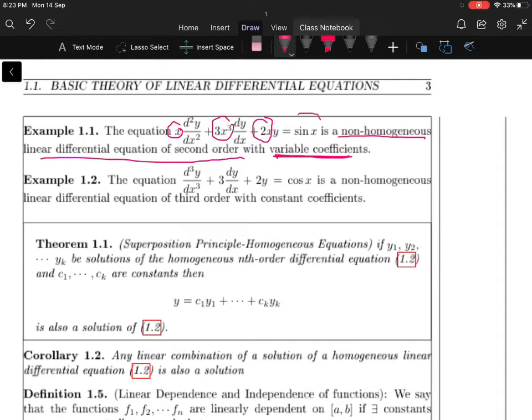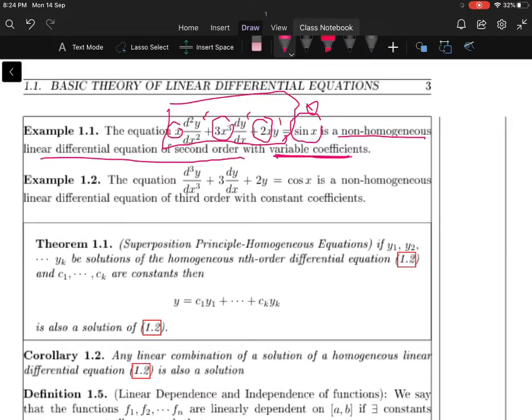I specified it is a non-homogeneous equation because in the RHS we have a function of x, sin x. If it is 0, this equation becomes homogeneous. But sin x is not 0 here, so this equation is called a non-homogeneous linear differential equation of second order with variable coefficients.